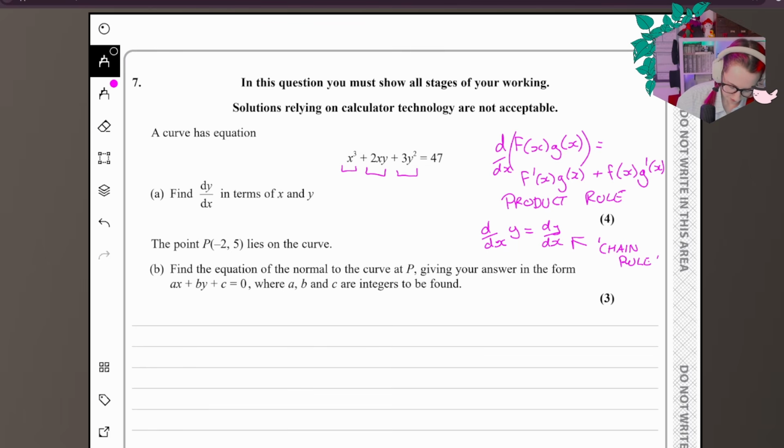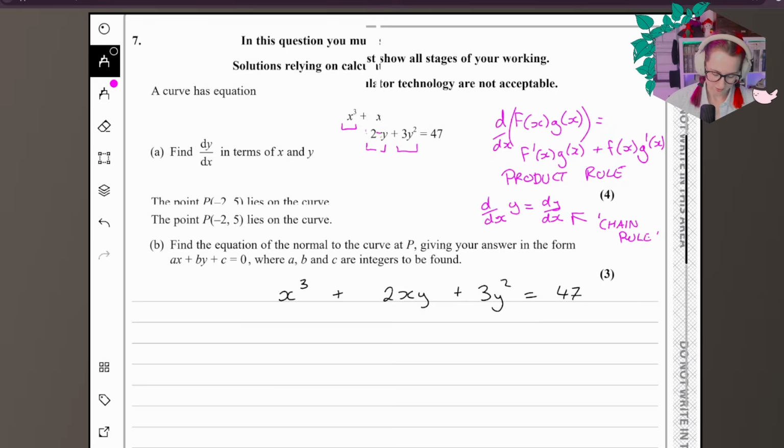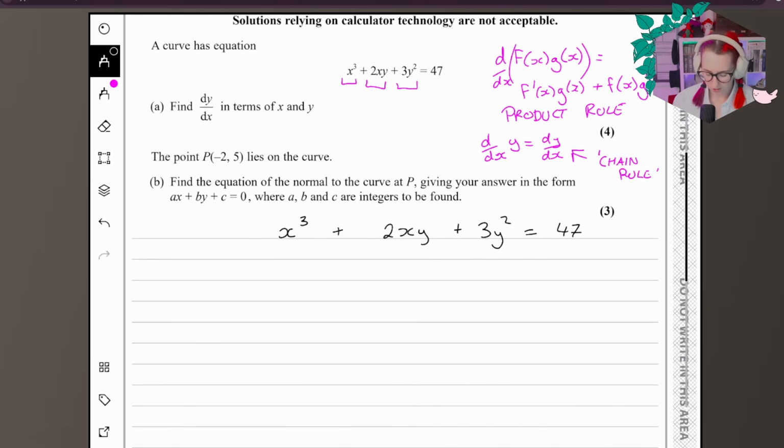So we start off with x cubed plus 2xy plus 3y squared equals 47. Okay? Nice and easy. Starting with x cubed, there's no y's going on. It's the thing that we saw before. So we take the power, we multiply by the power, and then we subtract 1 from it. So this becomes 3x squared, right? Done. Leave that alone.